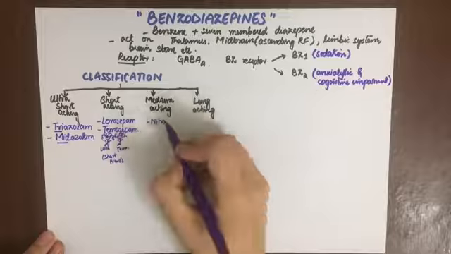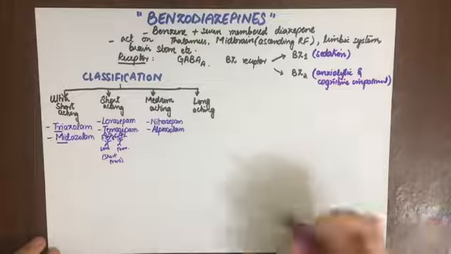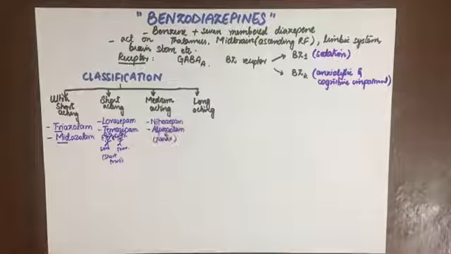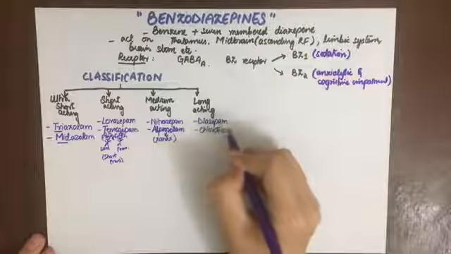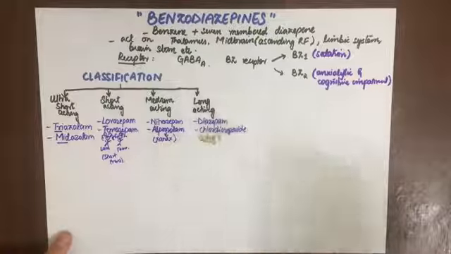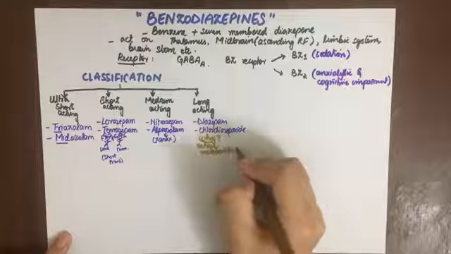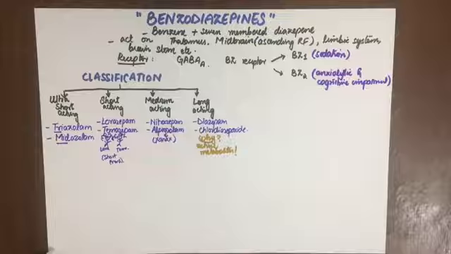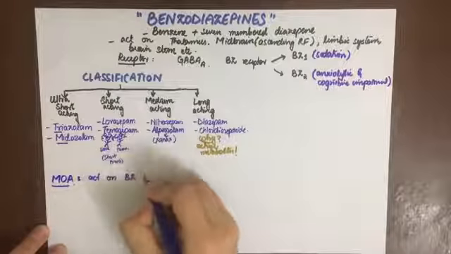Medium acting are nitrazepam and alprazolam. Alprazolam is the commonly used Xanax for sleep. I'm sure all of you have used it. Long acting include diazepam and chlordiazepoxide. Now, why are they long acting? Because they produce metabolites such as desmethyldiazepam or nordiazepam, which have a high half-life of about 40 hours. So that's why they are long acting, because their metabolites are long acting and active.